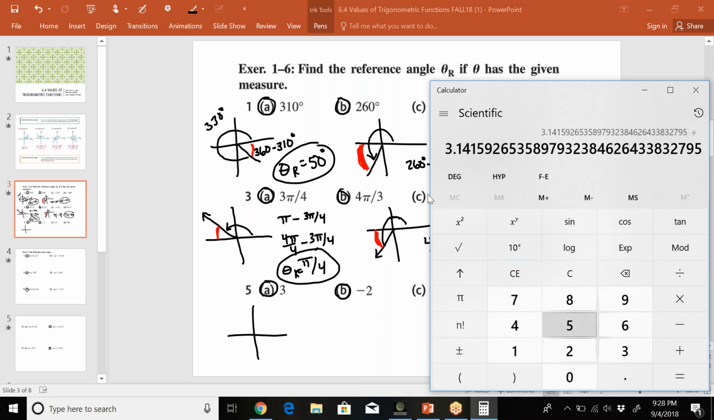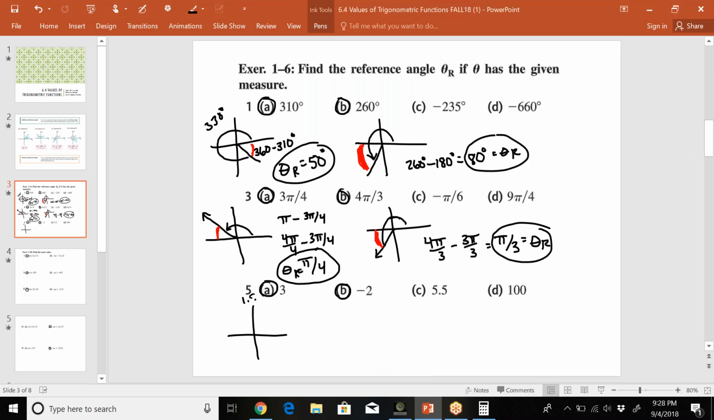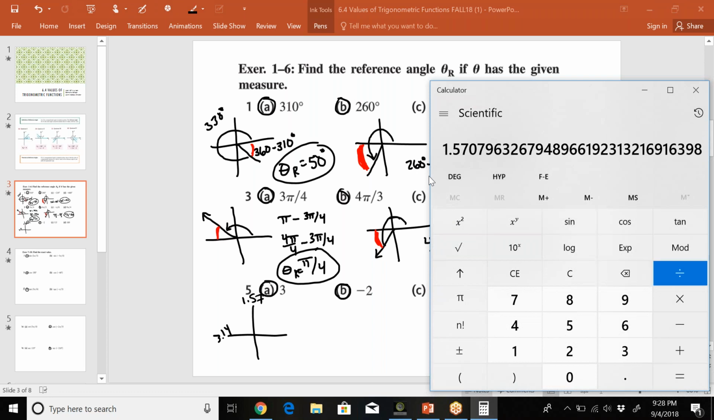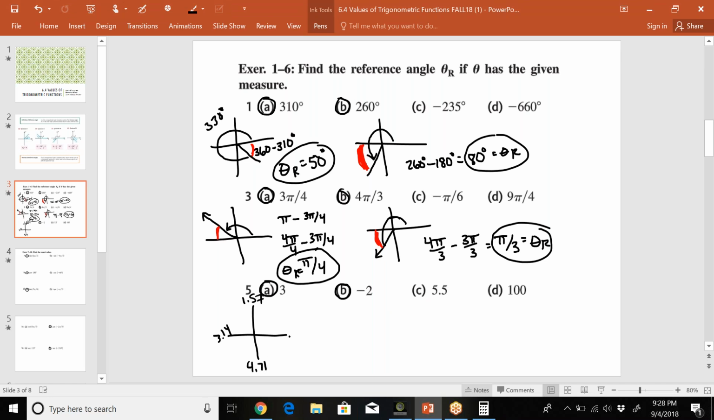Pi divided by 2 is the top measurement. So that's 1.57. Sometimes this just helps me place my number. 3.14 is pi. This was pi divided by 2, and then if we times it by 3, that's 3 pi over 2. So down here is 4.71. And if you remember, 2 pi was 6.28.